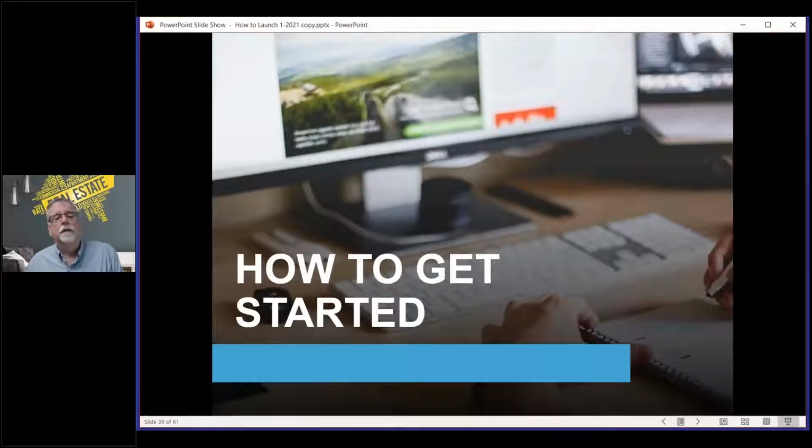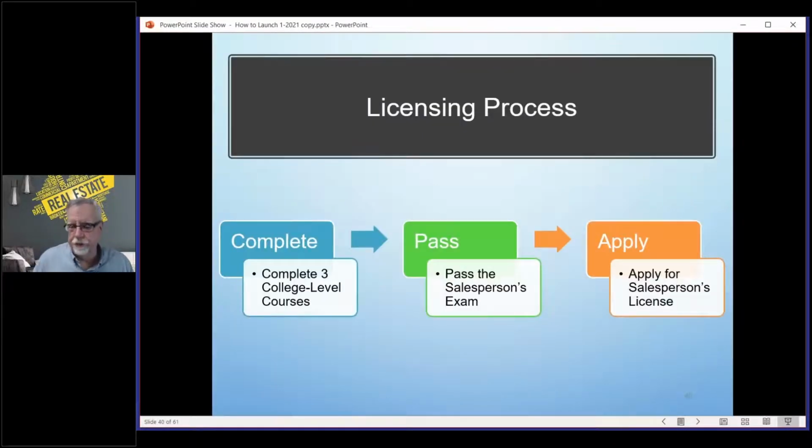How to get started. There are 3 things you need to do to get a real estate license, 3 phases. First, you have to complete 3 college level courses in real estate. You don't have to go to college. They're all included in part of our program.